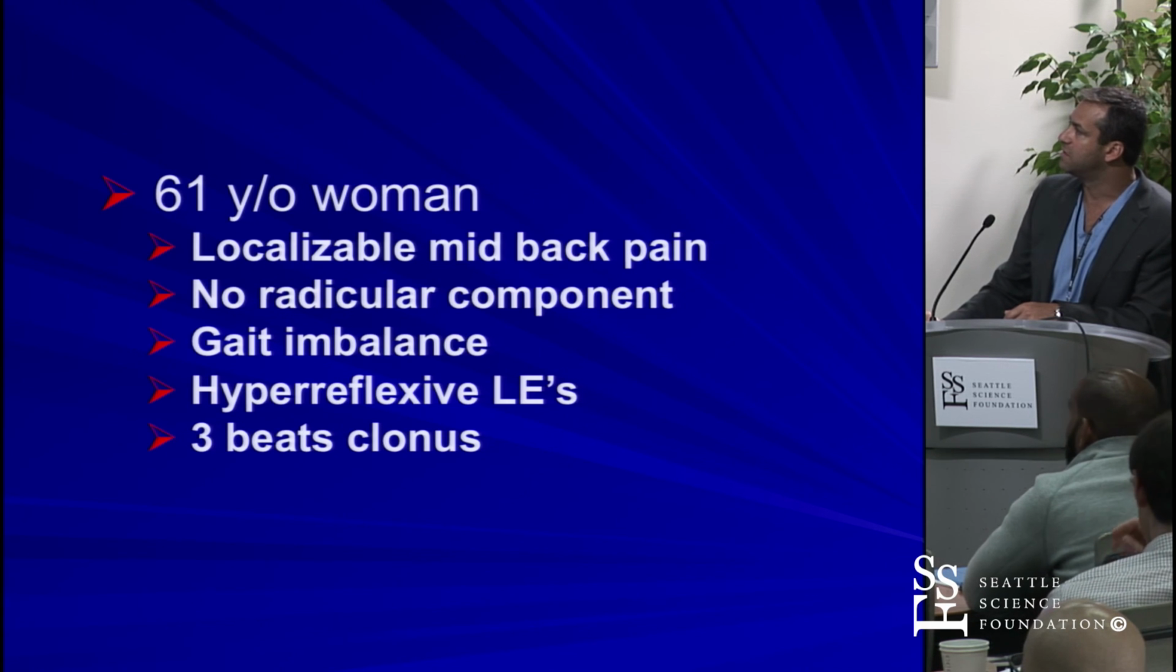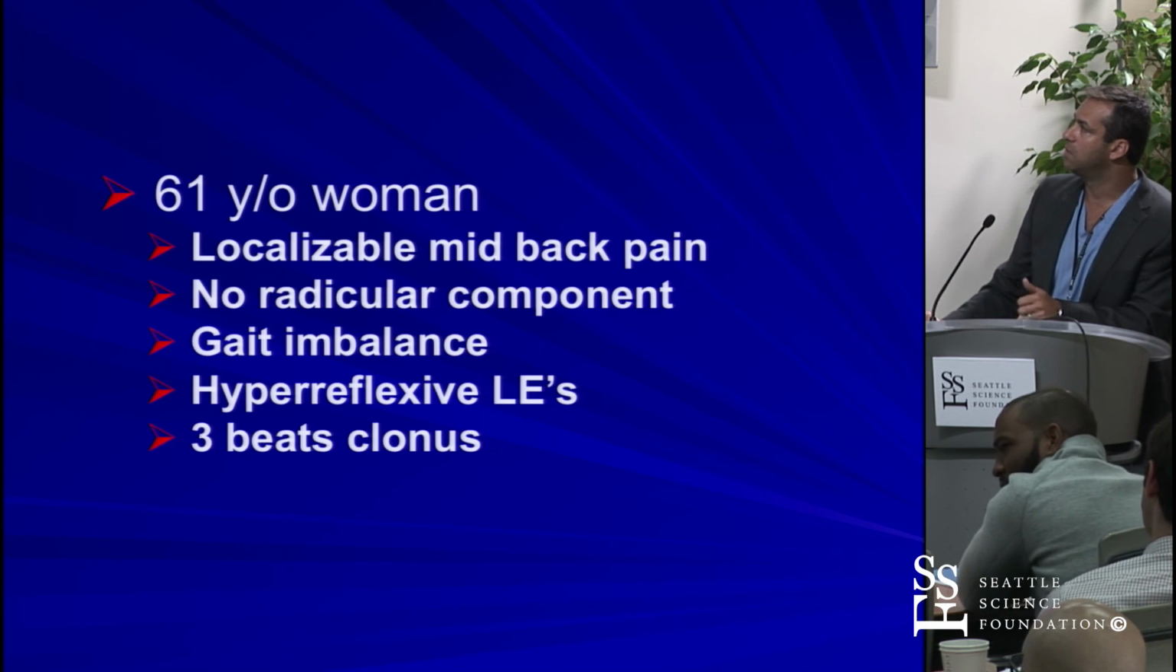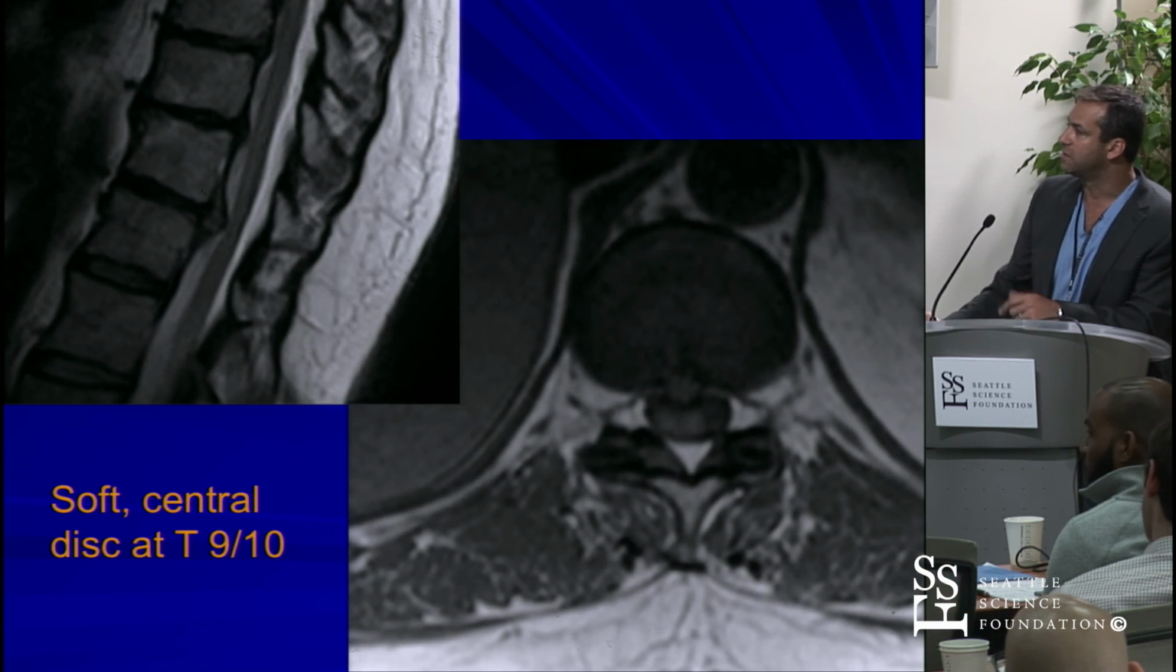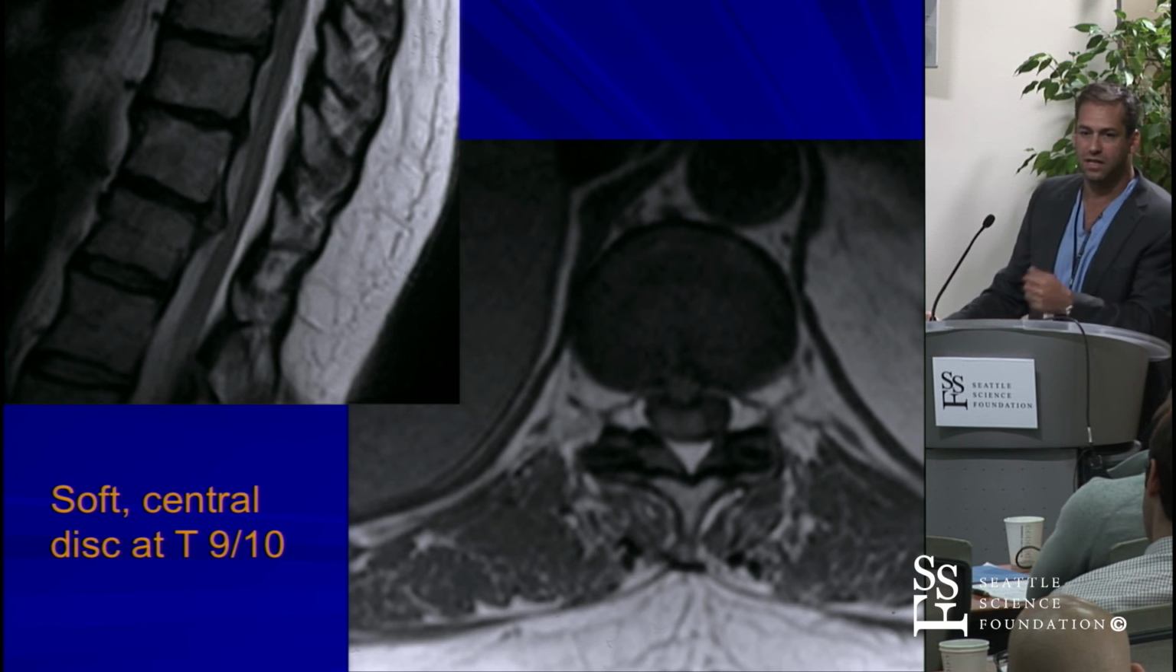So here's another case, 61-year-old woman, localizable mid-back pain. No radicular pain. She does have gait imbalance, she has hyperreflexia, she has clonus. So this is a lady that has myelopathy, right? So we're back to our original case here. It's a soft central disc at T9-10.